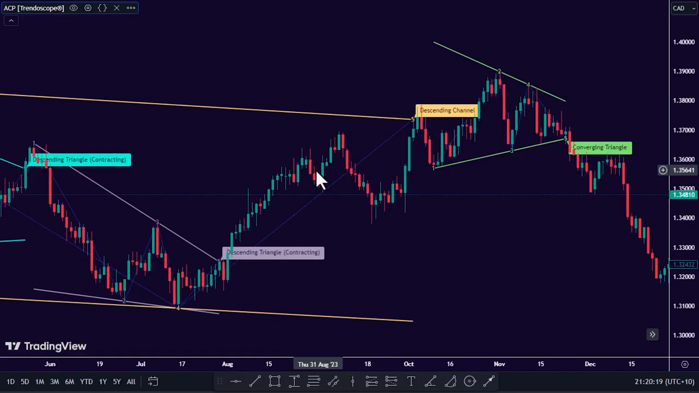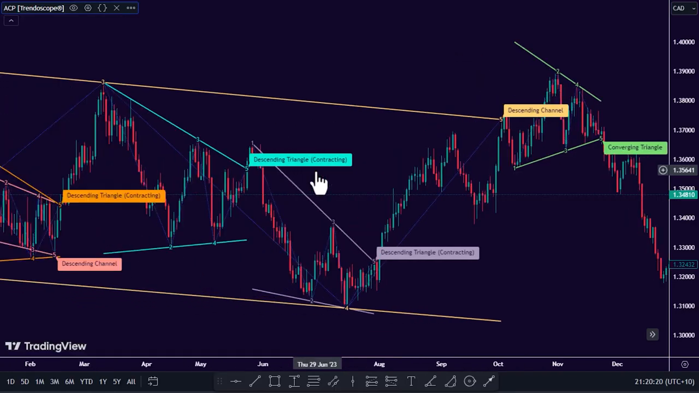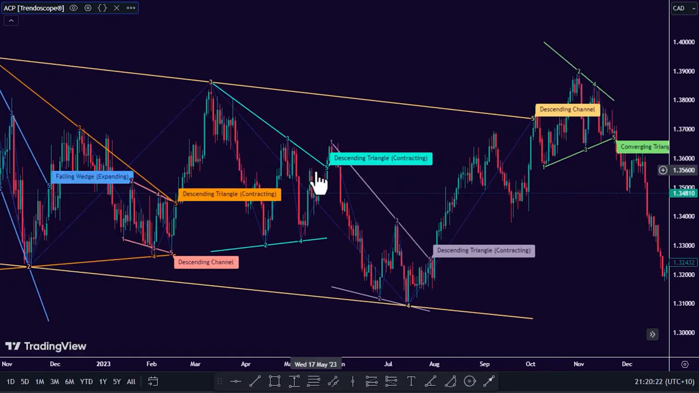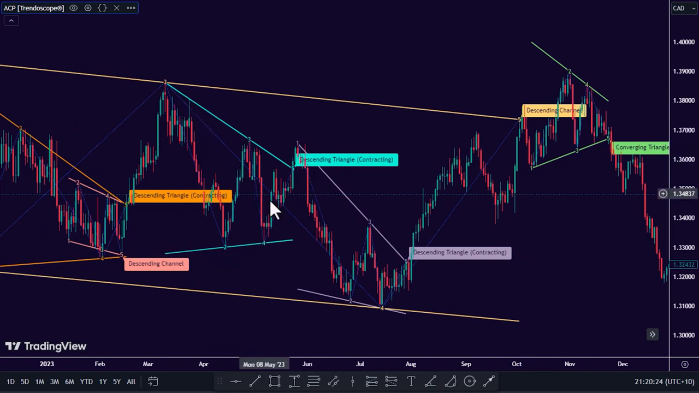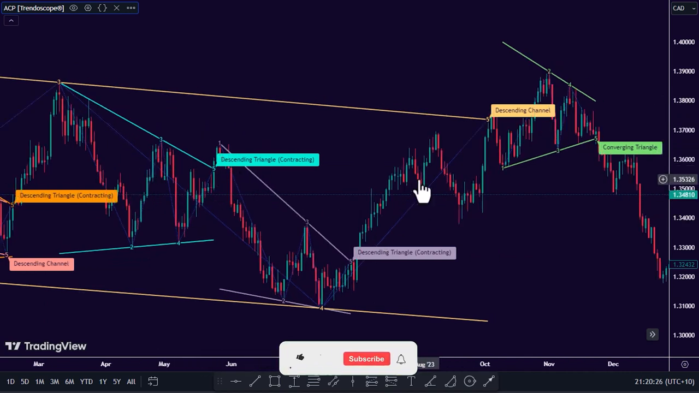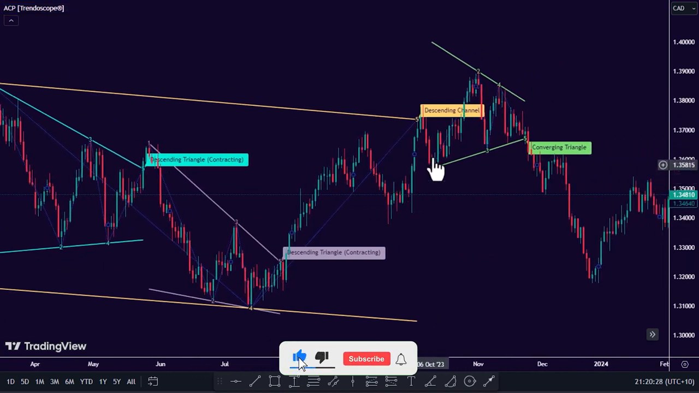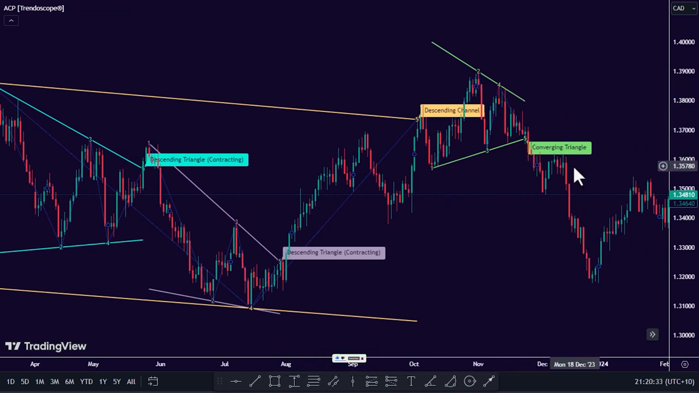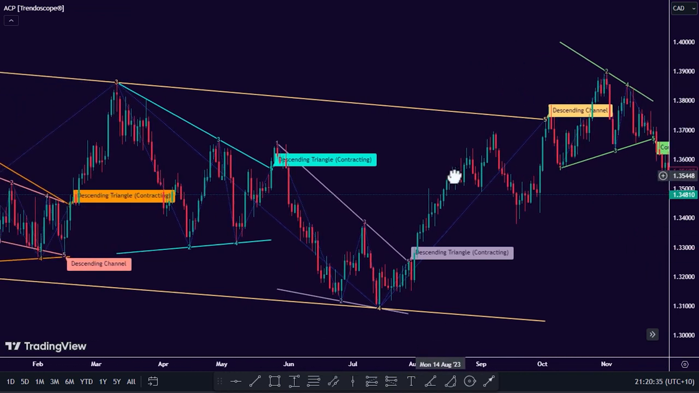How does the Auto Chart Patterns Trendoscope indicator work in the market? There are two ways to use this indicator. 1. Continuation trading strategy. 2. Reversal trading strategy. How does the Auto Chart Patterns Trendoscope continuation trading strategy work in the market?